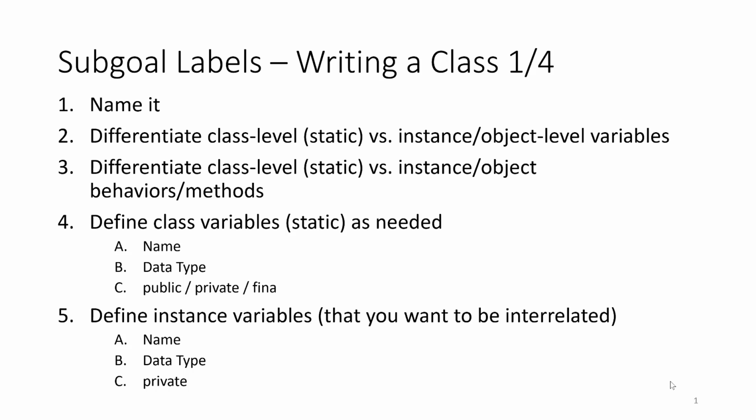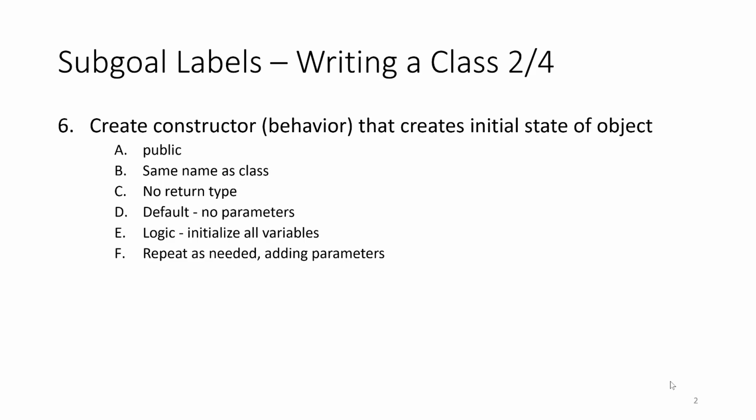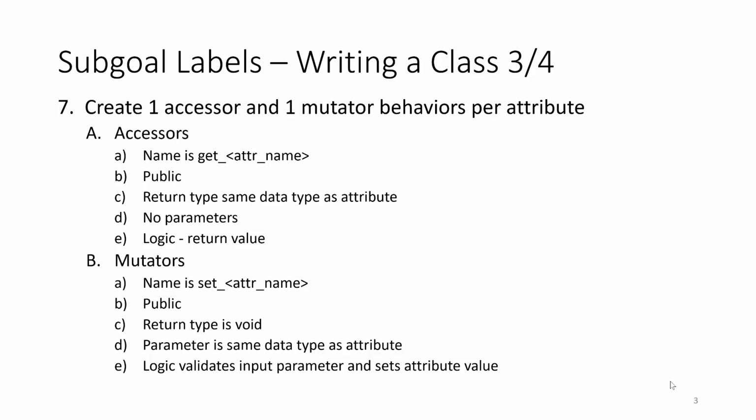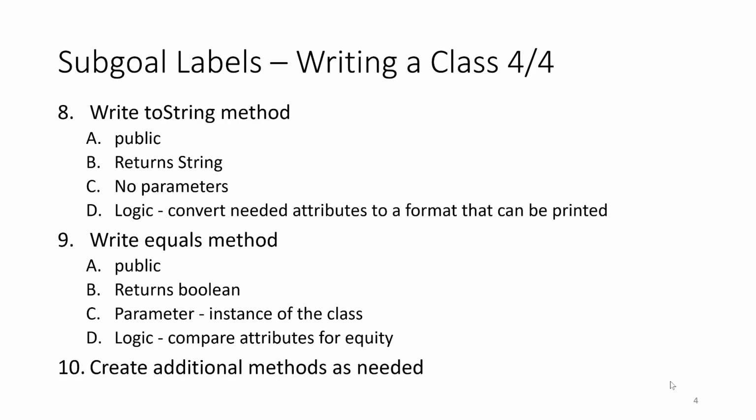This is the fourth and final worked example for writing a class. In previous examples, we have looked at naming the class and defining all of the instance and class level variables. We have looked at writing constructors and writing accessors and mutators. In this example, we'll look at writing the ToString and the equals method. Finally, we'll look at writing any other additional or facilitator methods.